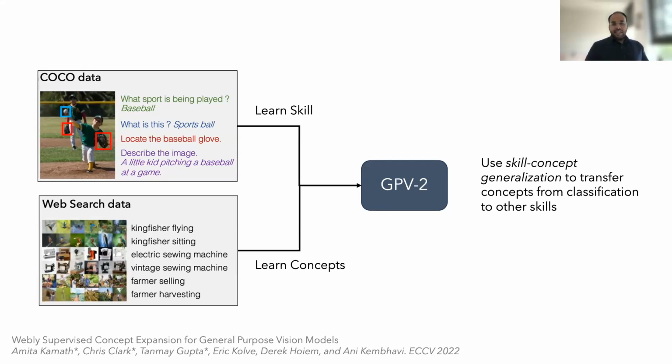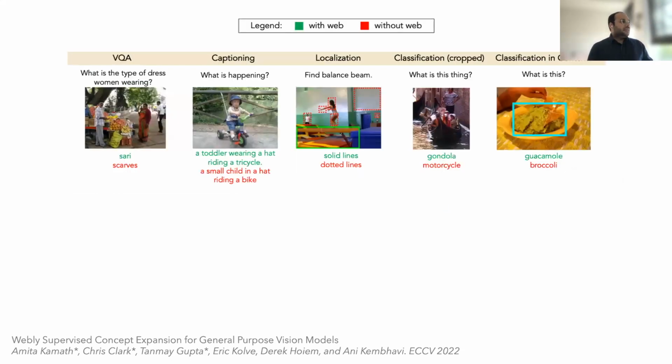And then you could treat it as just any other classification data and jointly train the system on the COCO data for these 4 skills, along with classification data for these 10,000 concepts that we got from web. And the key thing that helps with learning these skills for these concepts is the skill concept transfer property that we talked about earlier. So here are some qualitative results to show that.